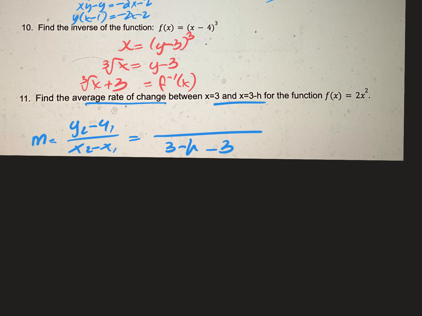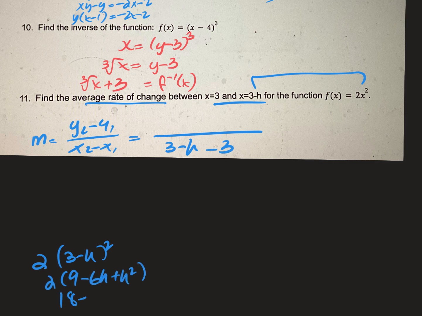I need my y's. The way you get your y's is you plug these in. So I'm going to plug 3 minus h in there. We'll go down here to the side somewhere, to the bottom. Plug in 3 minus h. Got to square that first before you distribute the 2. So 9, doing square, multiply double, square. Distribute the 2, you get 18 minus 12h plus 2h squared. That's going right here, 18 minus 12h plus 2h squared.